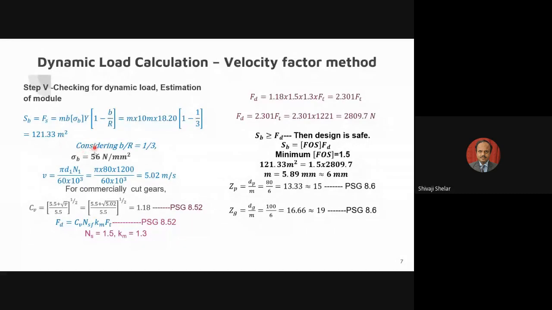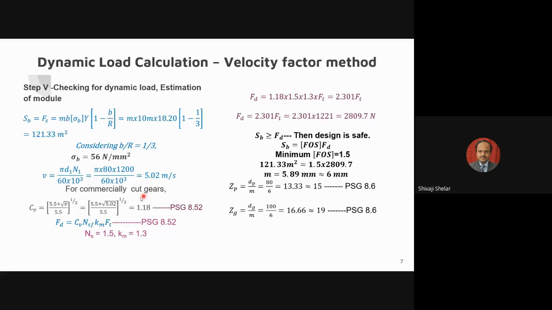To calculate the effective load, let's first determine the approximate pitch line velocity. The formula is π d1 n1 / 60,000. The approximate value of d1 is 80 mm, and n1 is given as 1200 rpm. So our velocity comes out to be 5.02 meter per second. Now if you see our assumption, we assumed the velocity is up to 8 meter per second. So it is less than 8 and greater than 3 meter per second, so our approximation is approximately correct.